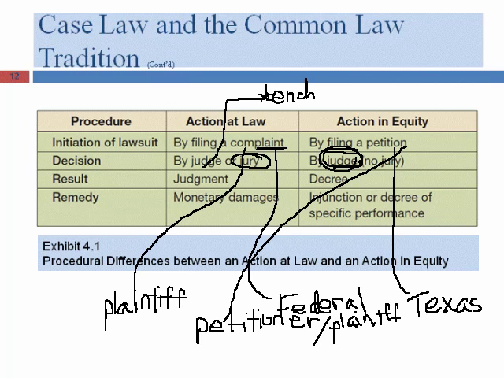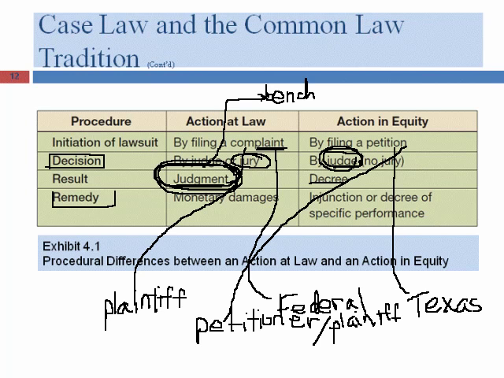The result, what happens in a court of law, is called a judgment. In a court of equity, it is called a decree. Now, I'll tell you, usually you hear the word judgment nowadays, whether the court is acting as a court of law or a court of equity. But you'll occasionally hear the term decree. But this distinction, kind of like this distinction, really no longer separates an action at law from an action at equity. This, though, continues to be an ongoing distinction.